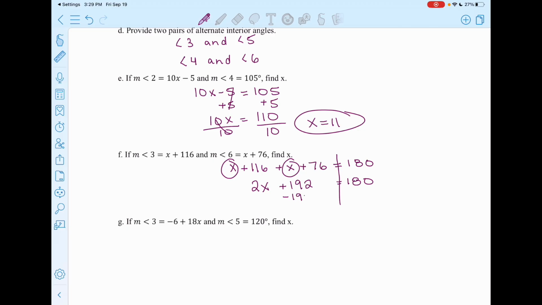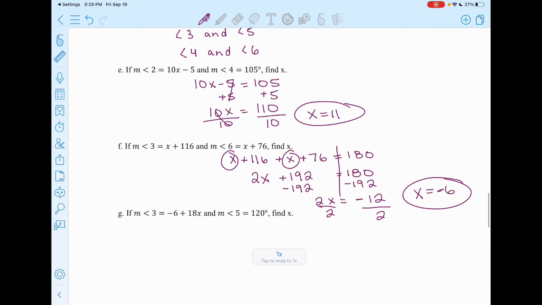Then I'm going to subtract 92 to both sides and get 2x is equal to negative 12. And then I'm going to divide by 2 to both sides, and I get that x is equal to negative 6.